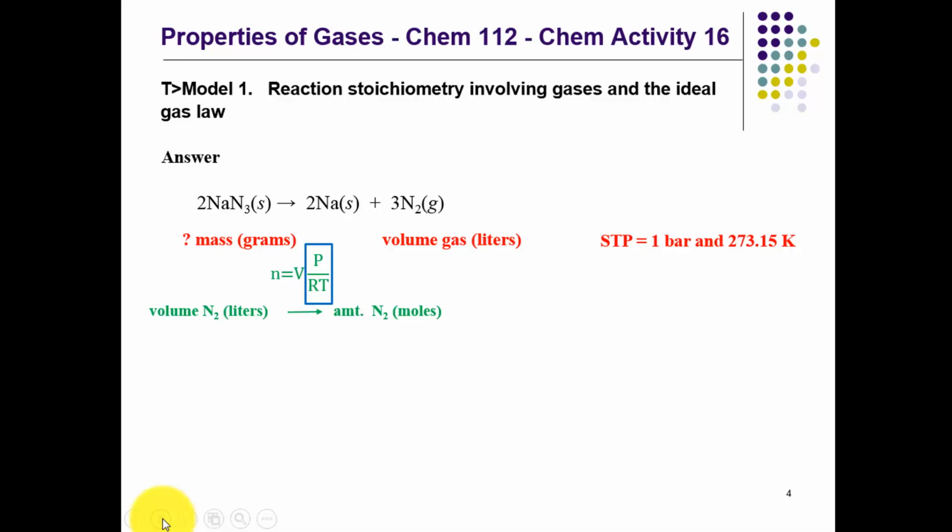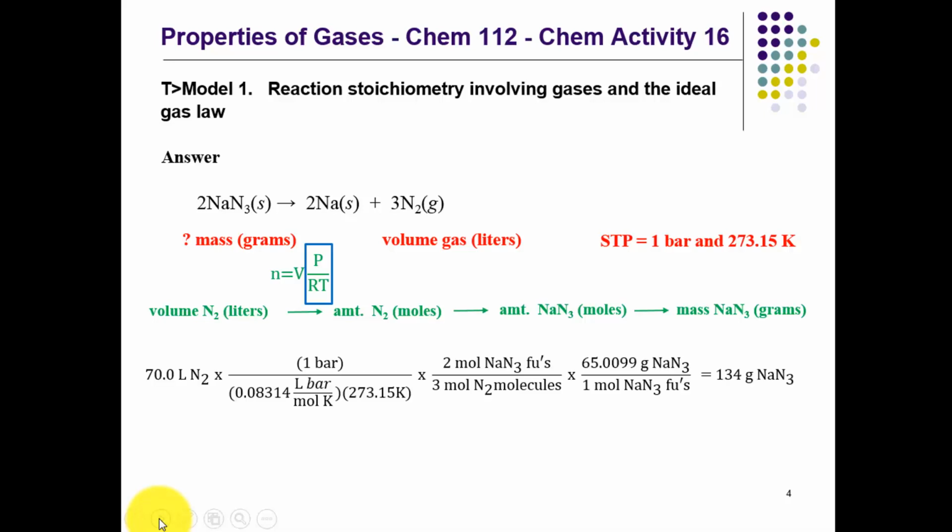Therefore, given the volume, we'll want to use the pressure, the ideal gas law constant, and the temperature to solve for moles. So we need this version of the ideal gas law equation rearranged. Once we have the amount of nitrogen gas in moles, we can convert that to the amount of sodium azide using the stoichiometric coefficient. Then finally, we can calculate the mass of sodium azide. You are already familiar with this process, so I'm going to give you the complete worked out equation right now, but I'll talk you through it.